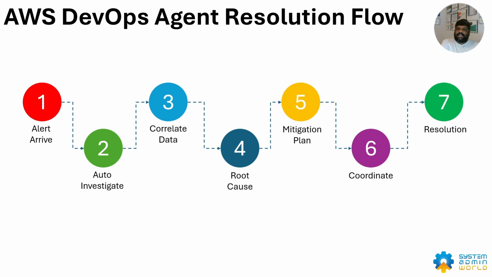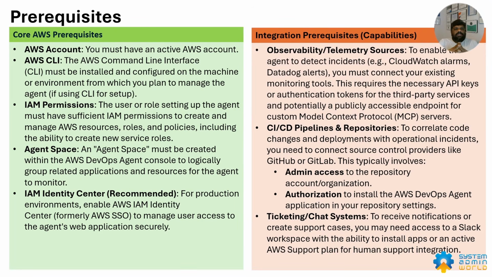And then, in the next slide, we are going to see the prerequisites before the demo starts. The prerequisites are divided into two parts. The first is the core AWS prerequisites, where we are going to set up our AWS DevOps agent, and we're going to discuss here what prerequisites are required.